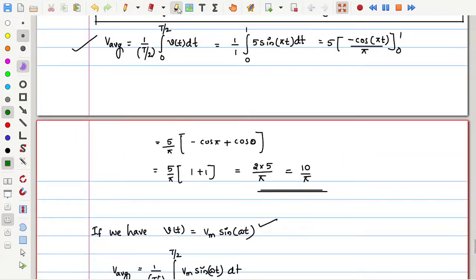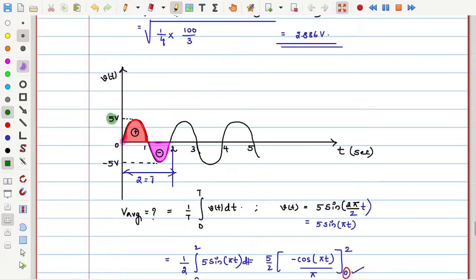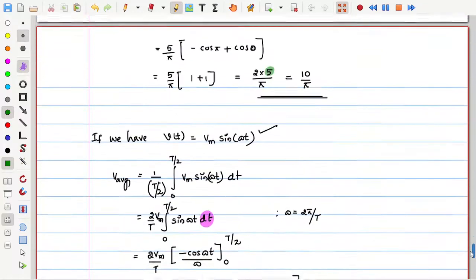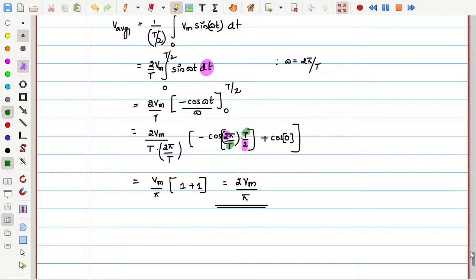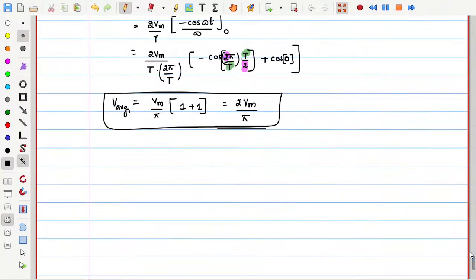See here, that's why I kept 2 into 5 by pi. What is 5? It is the maximum value. So 2Vm by pi is the average value for any sinusoidal waveform. You blindly remember this: V average is equal to 2Vm by pi. In the same way, let us quickly do the RMS value also.